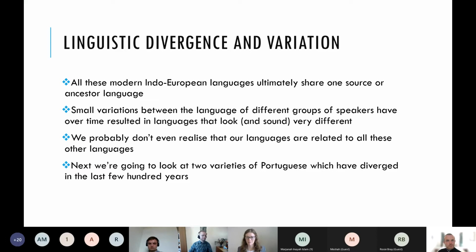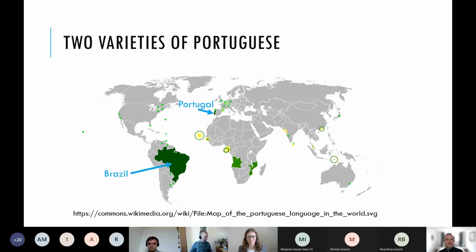So now we're going to go a bit more small scale again and look at two varieties of Portuguese, which have diverged in the last few hundred years. And why Portuguese? It's a bit random, but that's what I work on. So I thought I'd share some of this with you. So the two varieties we're going to be looking at are Brazilian Portuguese and European Portuguese, which is the Portuguese that is spoken in Portugal. And Portuguese is spoken in many other places as well, which are marked on the map in green or yellow. Okay, let's move on.